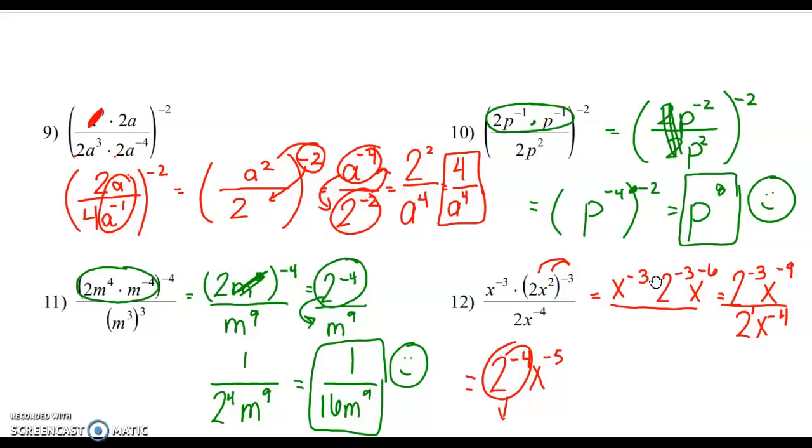So then I'm going to have to move my negative exponents. So I have 2 to the +4 on bottom, x to the +5 on bottom. So 1 on top. So then I'm at 1 over 2 to the 4th is 16, x to the 5th.